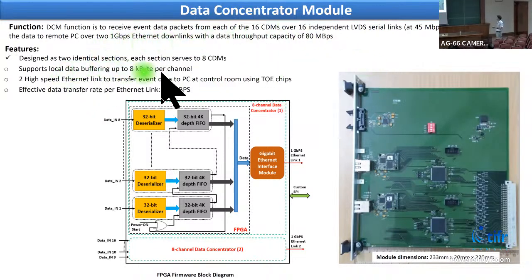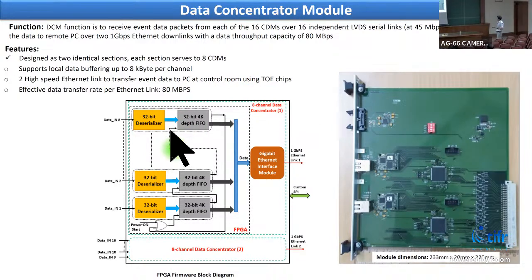So it is designed to have 2 identical sections. Each section will cater to 8 CDMs. It supports some local data buffering, 8 kilobyte per channel, and 2 high-speed Ethernet links are there, through which this event data is transferred to PC using TOE-based chips.